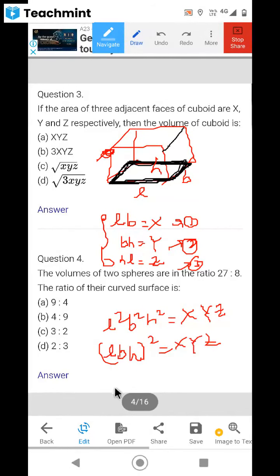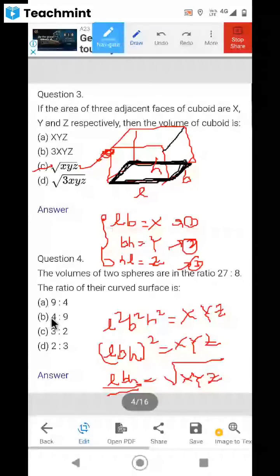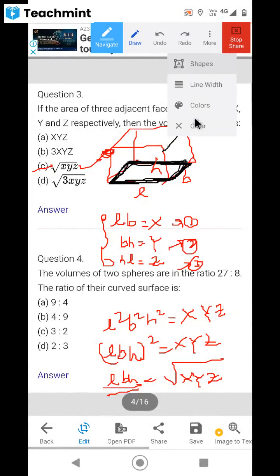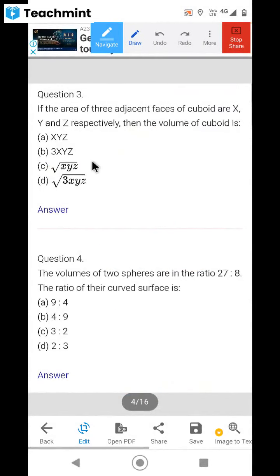Okay, this square you can send to that side. So LBH is equal to what? Under root XYZ, no? LBH means what? Volume. They are asking about volume. So under root XYZ option is there, no? So option C is correct. I hope everybody got this answer, dear children. If you have got this, say yes. Yes, sir. Okay, fine. Thank you. So let's move on to the next question, the fourth question.